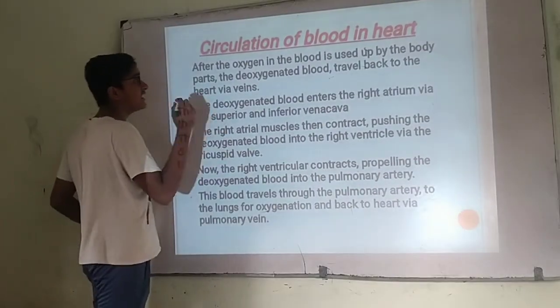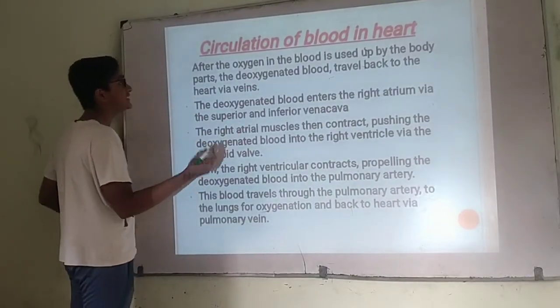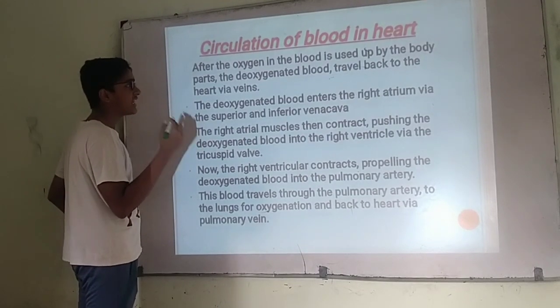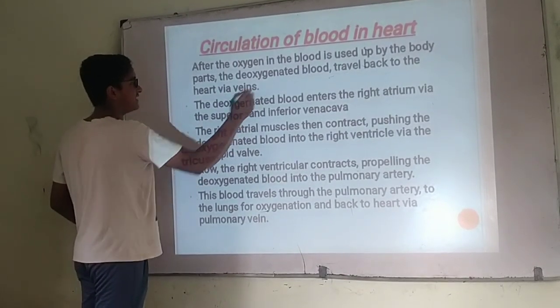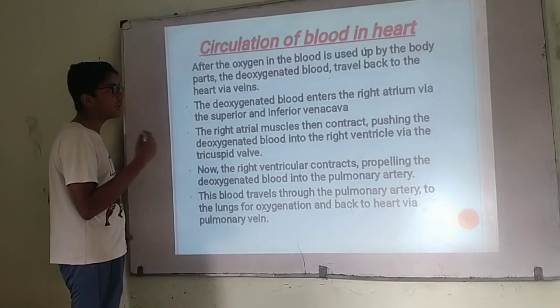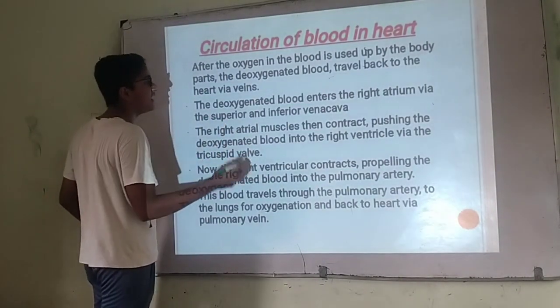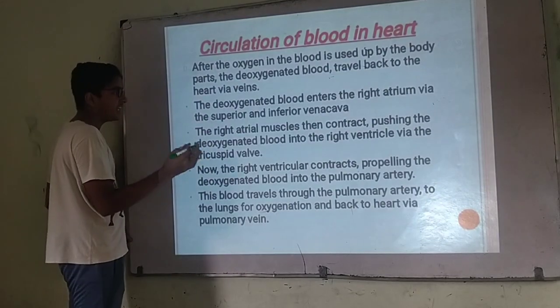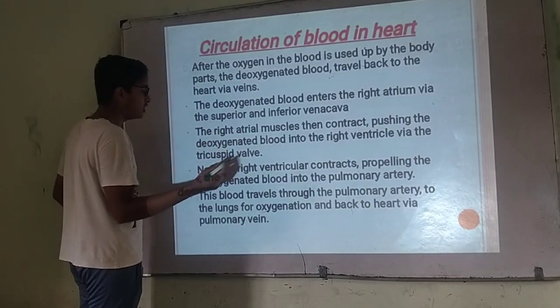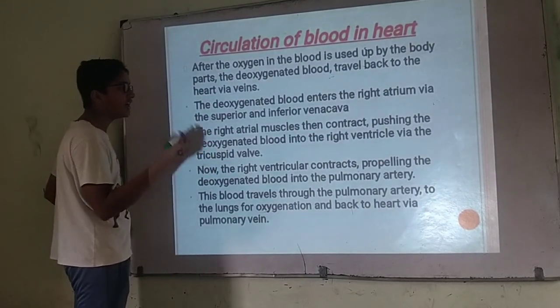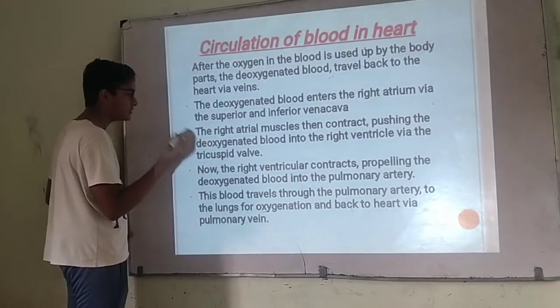After the oxygen in the blood is used up by the body parts, the deoxygenated blood travels back to the heart via veins. The deoxygenated blood enters the right atrium via the superior and inferior vena cava. The right atrial muscles then contract, pushing deoxygenated blood into the right ventricle via the tricuspid valve.